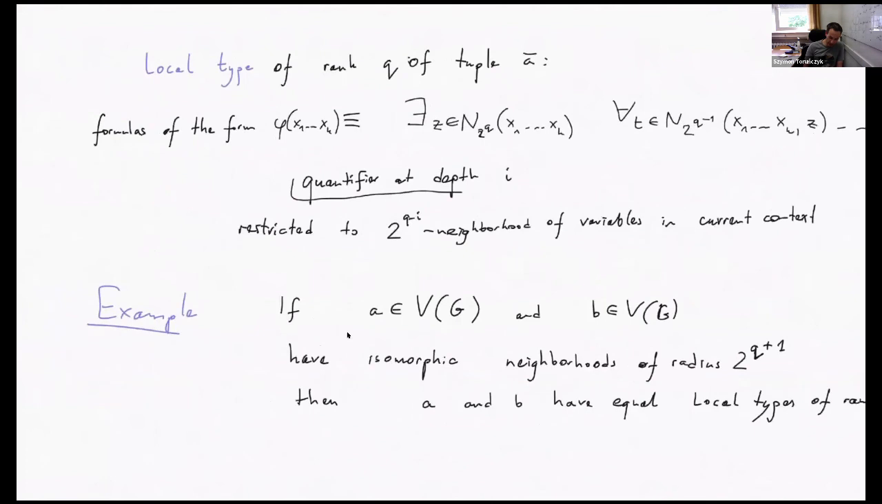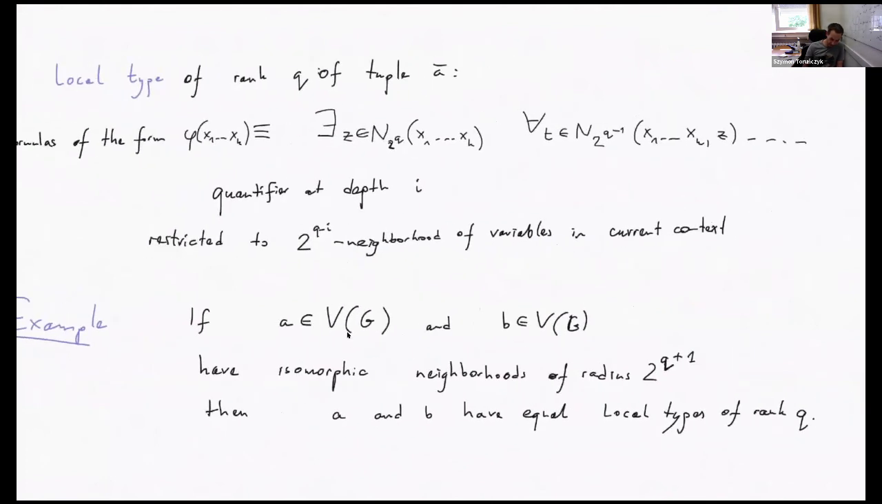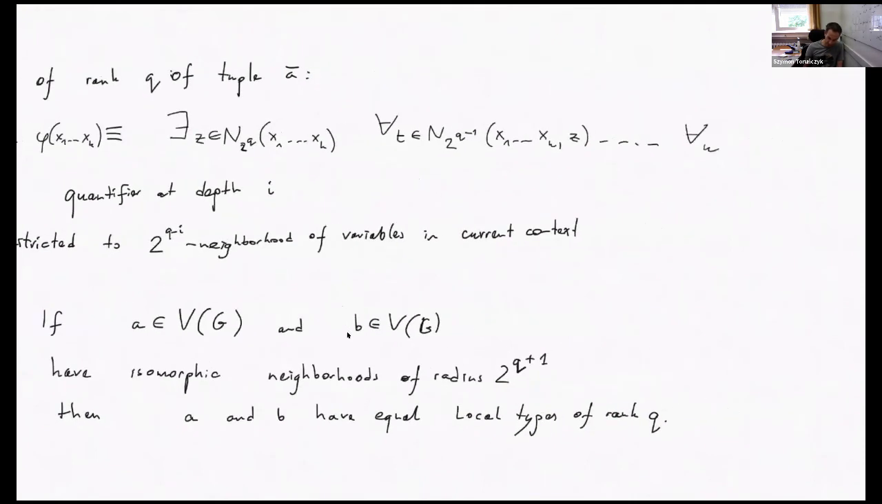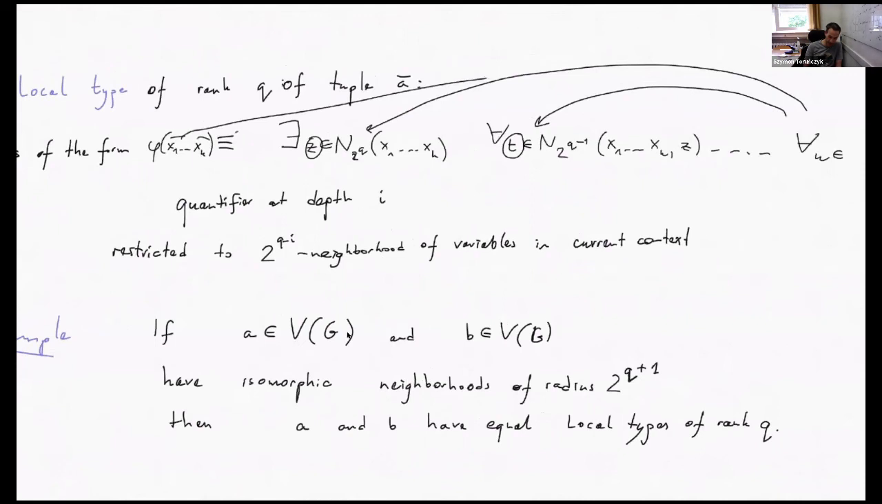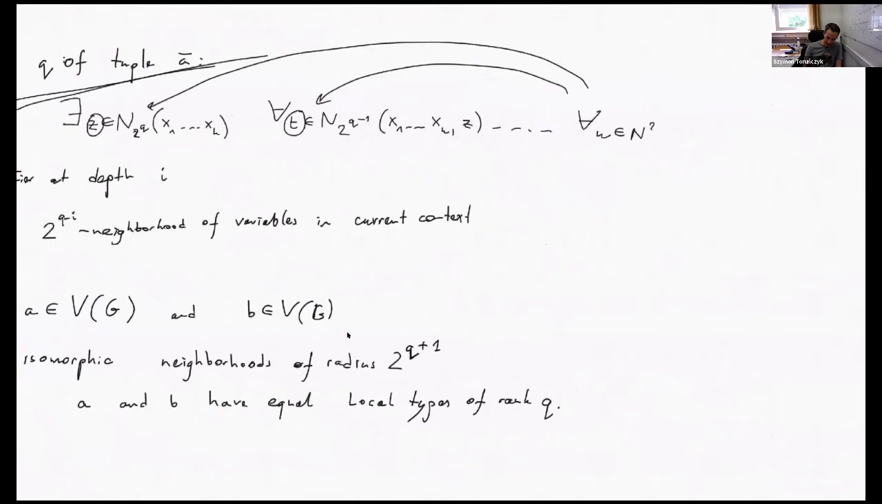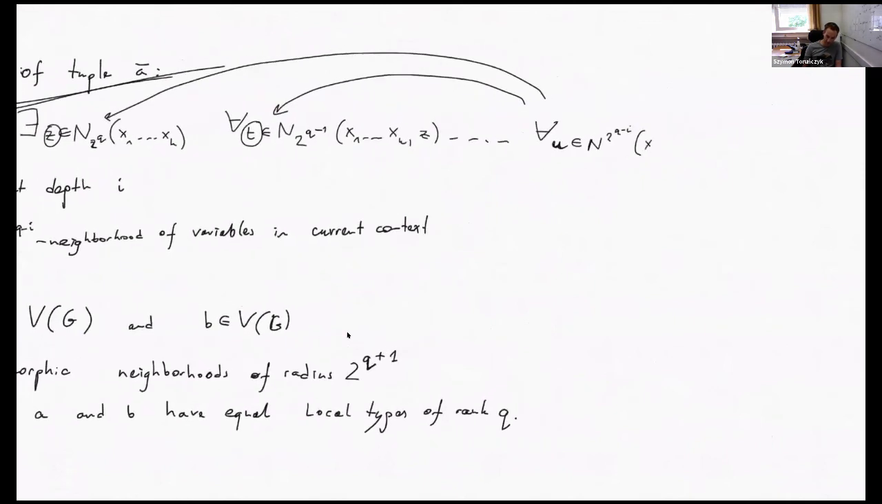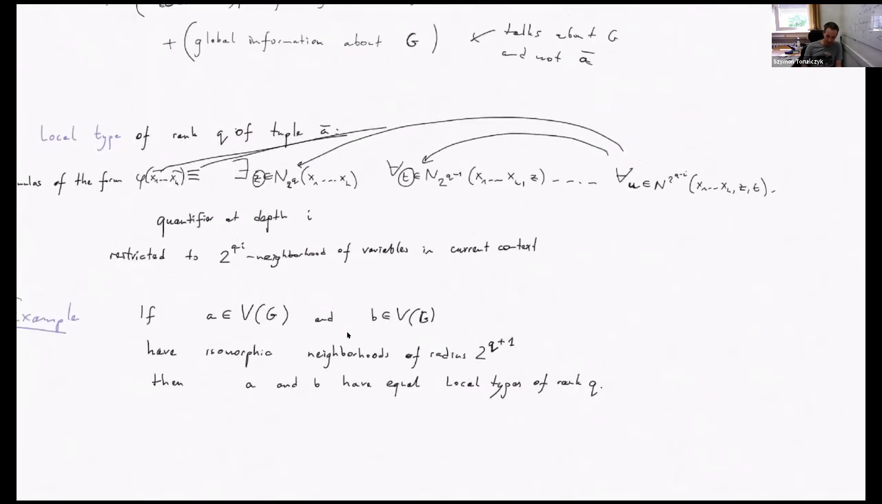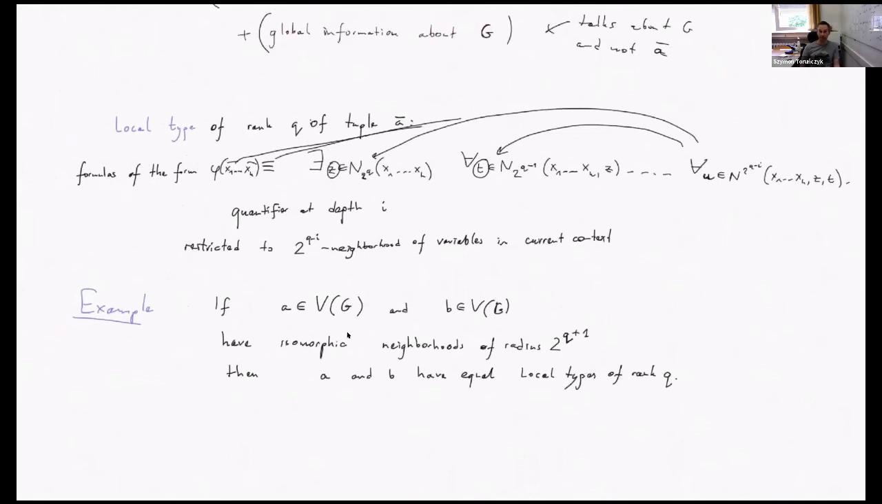So in general, if I have a quantifier at depth i, then the quantifier ranges over the neighborhood of the variables which are in the current context. So if I have a quantifier here, let's say u, then this quantifier is nested below some other quantifiers. So there are some variables in the context. This is t, this is z, and also the variables x1 to xk. I look at this context, and if the nesting depth of my quantifier is high, then my variable needs to range only around the neighborhood of those variables in this context. Okay, so I look at restricted formulas of this form, and I look at all formulas of this form which hold of the given tuple.